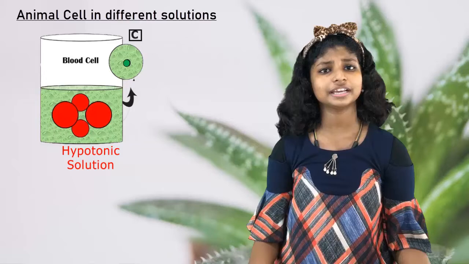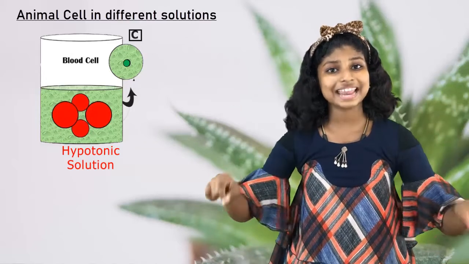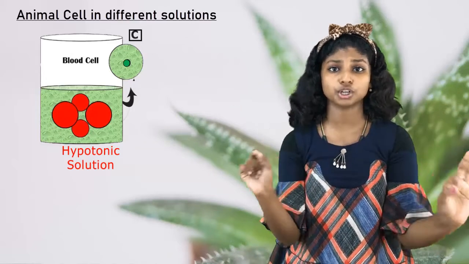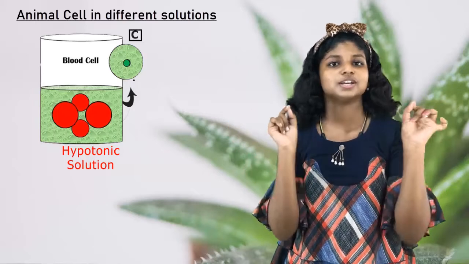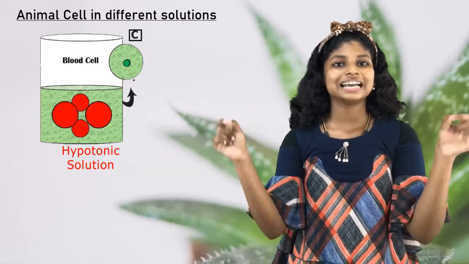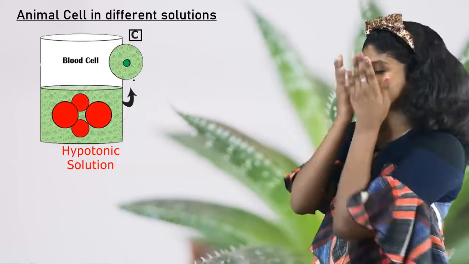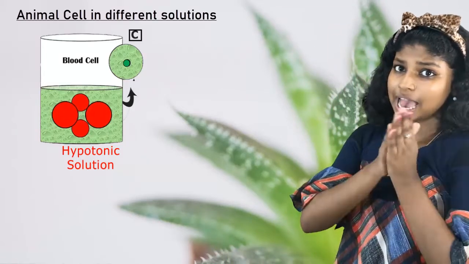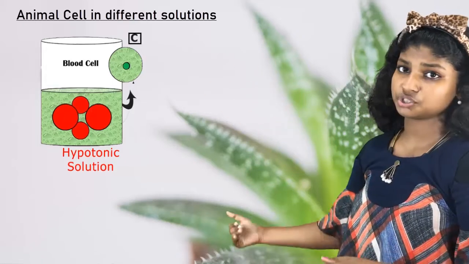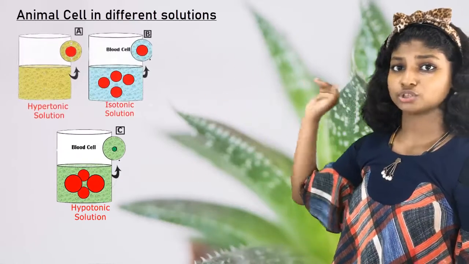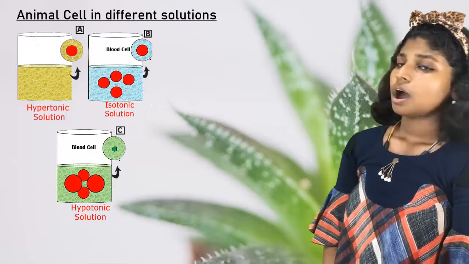What do you mean by hypotonic? Hypo means less and tonic means concentration. So hypotonic means less concentration of solution. Okay. So we have discussed animal cells in 3 different solutions, that is hypertonic, isotonic and hypotonic.